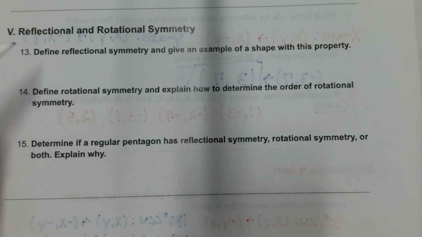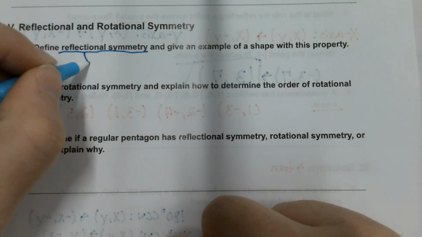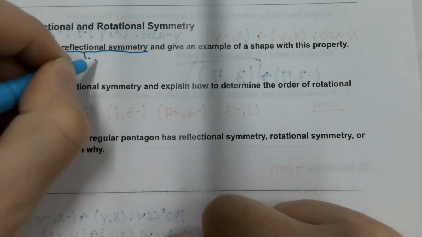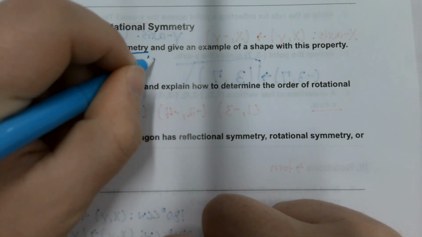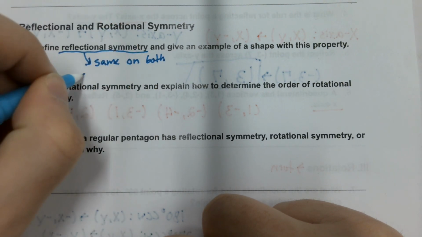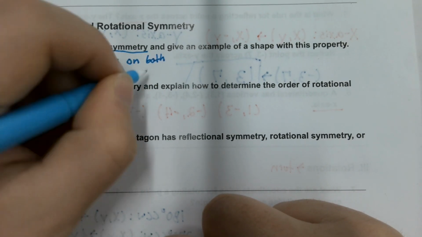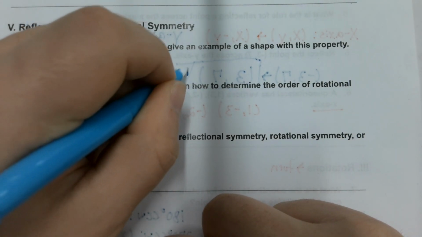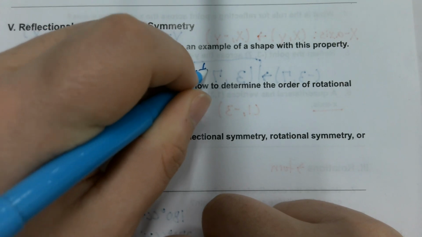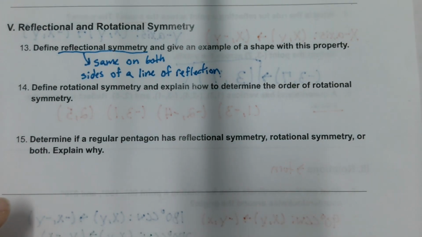So again, if we want to define this, we would just say that reflectional symmetry is the same on both sides of a line of reflection or symmetry, either one. So it's the same on both sides of a line of reflection.